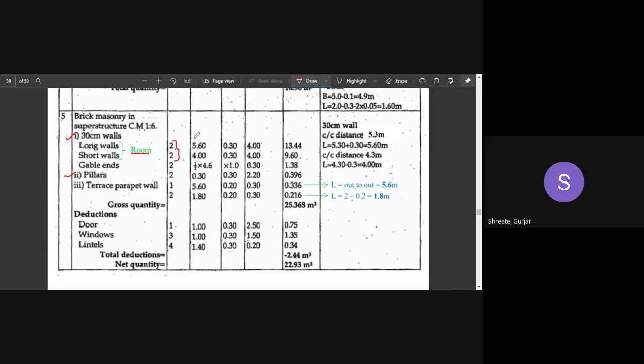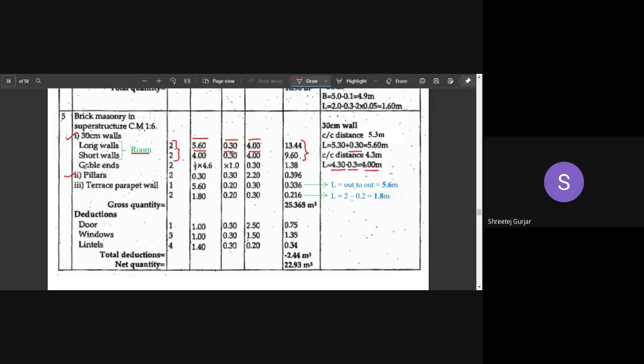So the center line length of the long wall is 5.6. That is, you add your wall thickness for a center to center distance, and the wall thickness is 0.3, and the floor to floor height is 4 meters. And for the short wall, from center to center you need to reduce your width, and that is how you get your length. And this is the wall thickness, and then this is the floor height. So this is how you get it for your walls.